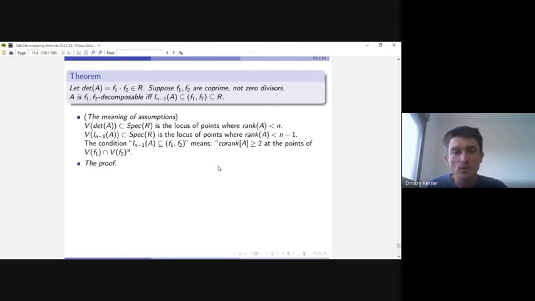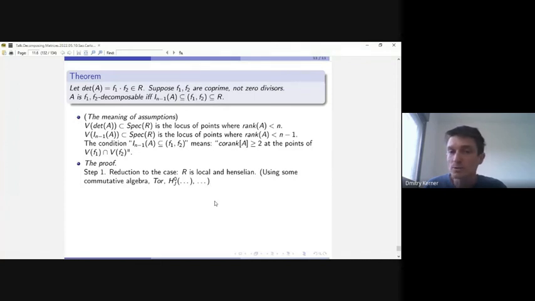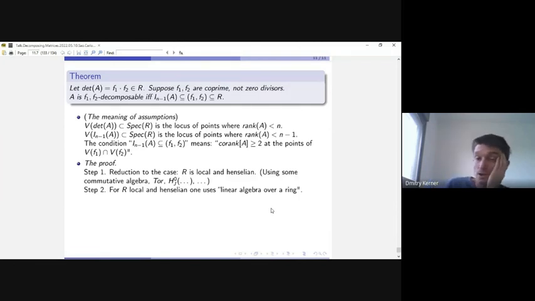Now just a bit about the proof. Oh, I'm quite ahead of time. So the proof, first of all, there is a reduction to the case R is local and Henselian, for example, Henselian formal power series or local analytic series. And it uses some commutative algebra, some local cohomologies. And then once we reached that the ring is local and Henselian, one uses just linear algebra over a ring, as in classical linear algebra one has linear algebra over a field, and here it is linear algebra over a ring. And the proof is not so long. It takes a couple of pages.